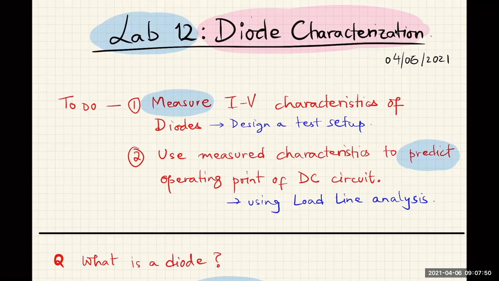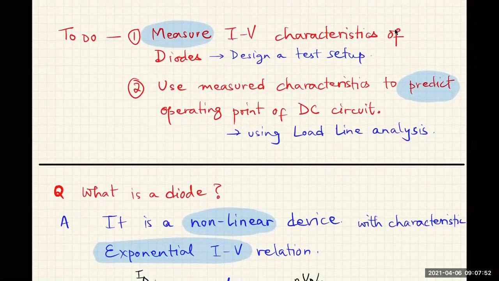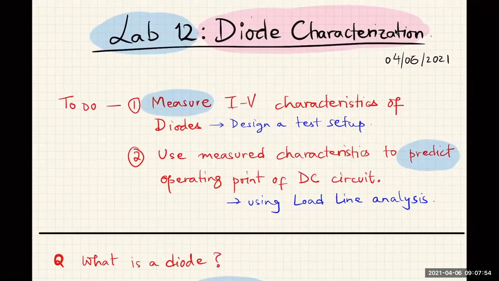So, as the title suggests, this week's lab will be focused on measuring the diode's characteristics. And diode is a new device that we're exploring this week. As such, the first thing that we should ask about any device is what are its IV characteristics? And that's what we're going to do in this lab, is design a test setup that measures the IV characteristic of a diode.